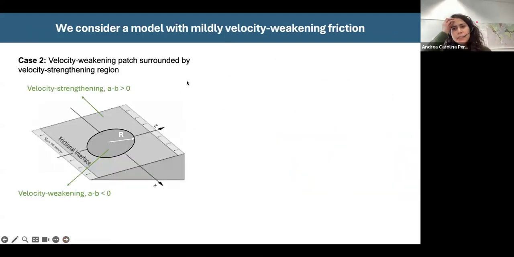So in this second model, we consider mildly velocity weakening friction. We consider a velocity weakening patch that is surrounded by velocity strengthening friction, and we consider a radius of the patch that has the same dimensions that we expect of SSEs, tens of kilometers.